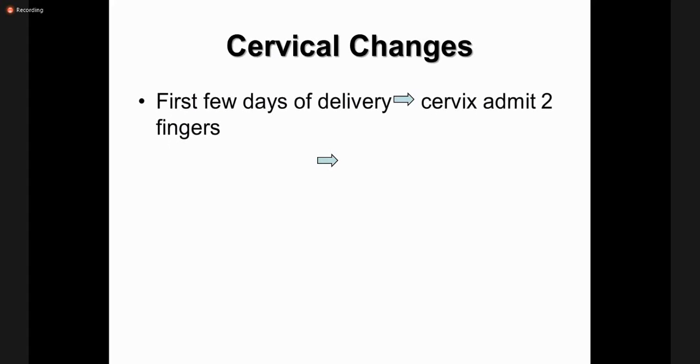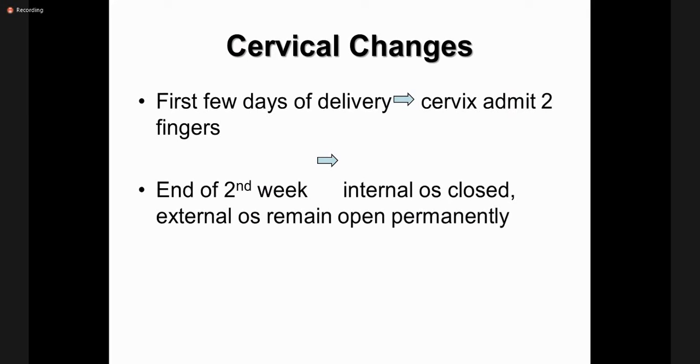Okay, the cervical changes. What happens in the cervix? In the first few days after delivery, the cervix admits 2 fingers, because after a normal delivery the cervix is fully dilated and the baby is born. Soon after delivery, the cervix tries to come back to its normal size, but it still admits two fingers. By the end of 2 weeks, the internal os is closed and the external os remains open permanently. So in a parous woman, you will feel that the external os is open and the internal os is closed. It's a sign that this is the cervix of a parous woman. The cervix becomes funnel shaped. Okay, these are the cervical changes.